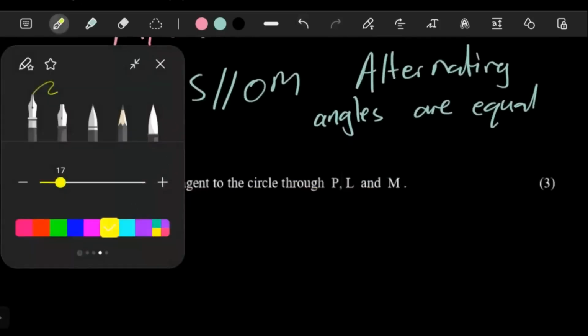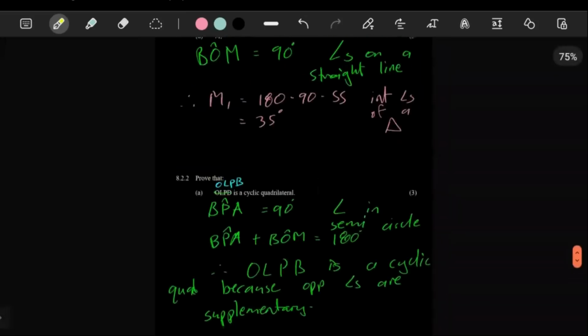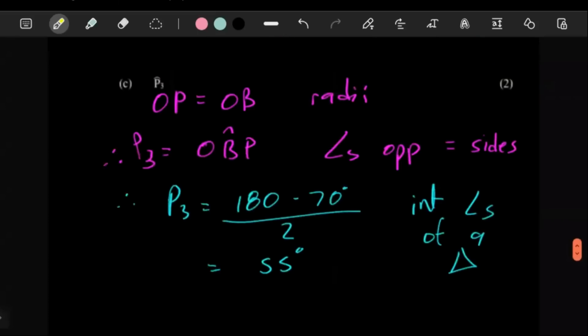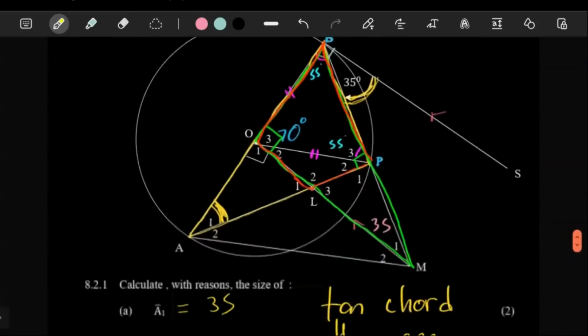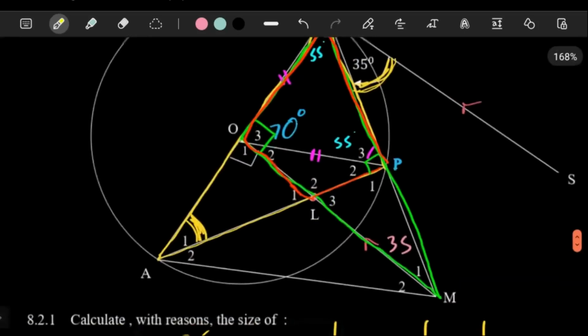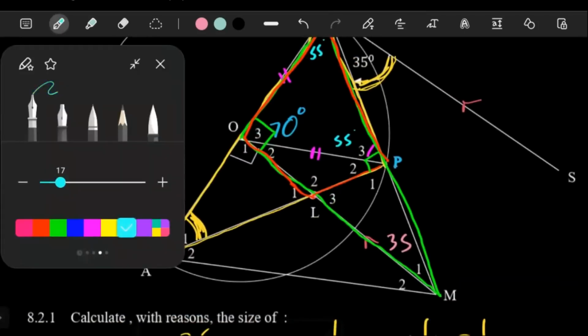Okay, so now C. C says we should prove that, well, it's still in the name of proving, that OP is a tangent to the circle through PLM. Where is PLM? There is P, L and M. We should show that OP is a tangent. So the line we should show as a tangent is this line over here. I don't know which color to use because everything now is just like a rainbow, man.